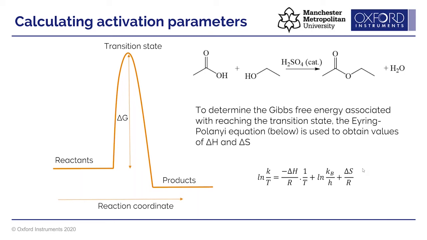This is in the format of y equals mx plus c, where if we plot the natural logarithm of k over T against 1 over the temperature, then the gradient will give us the value of delta H, and the intercept contains the value of delta S. Delta H and delta S are enthalpy and entropy respectively. If we know both of those values, then we can calculate the Gibbs free energy associated with going from the reactants to the transition state.